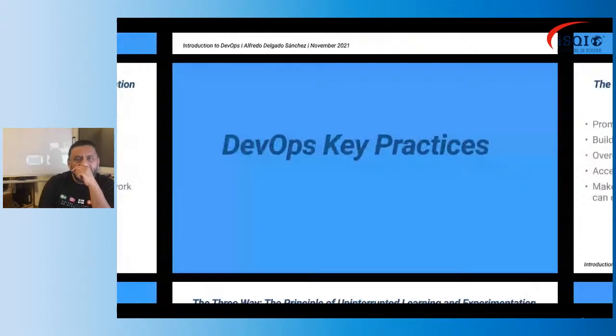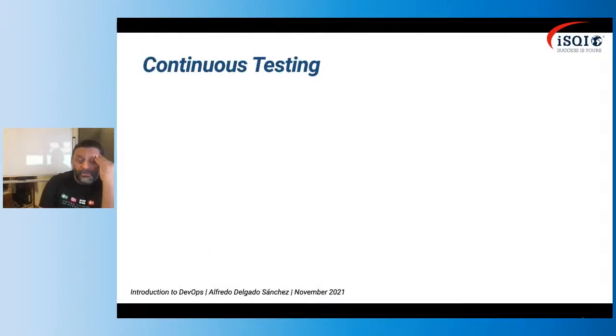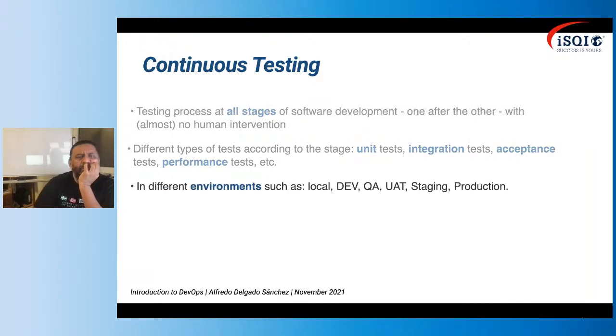And let's take a look now to the basic practices of DevOps. Continuous testing. Testing means that we test the software in a very automatic way, almost with no human intervention.